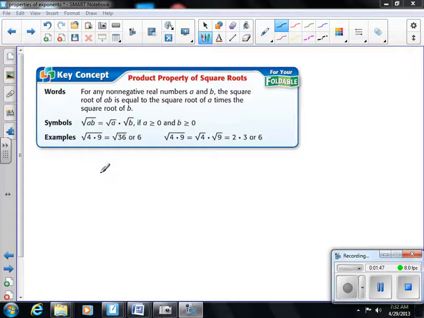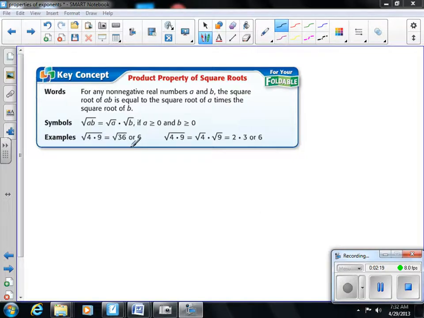For any non-negative real numbers a and b, the square root of ab is equal to the square root of a times the square root of b. In other words, you can break them apart. So if we had, for instance, the square root of 4 times 9, that is the same thing as the square root of 36, or 6. Or we can look at it as breaking it apart as the square root of 4 times the square root of 9, which the square root of 4 is 2, the square root of 9 is 3, 2 times 3 is 6. So either way works.